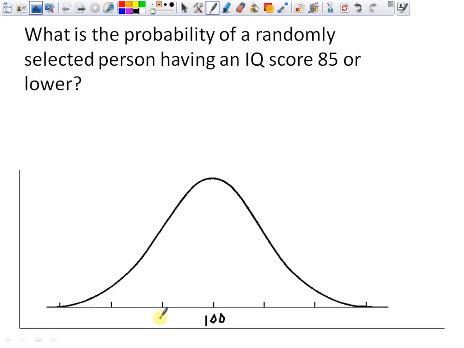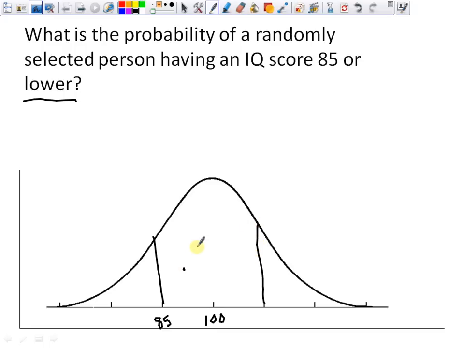85 is exactly one standard deviation below the mean, and we're trying to get lower. So this time when we look in the chart and get that probability, we don't have to subtract it from 1, because remember the chart gives us the area to the left. Now first let's get an approximation using the empirical rule.